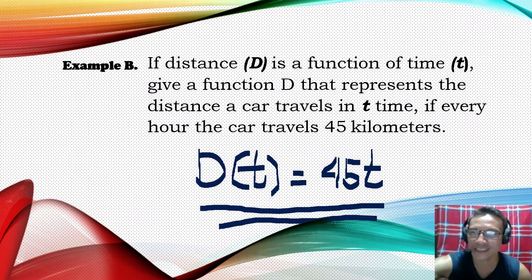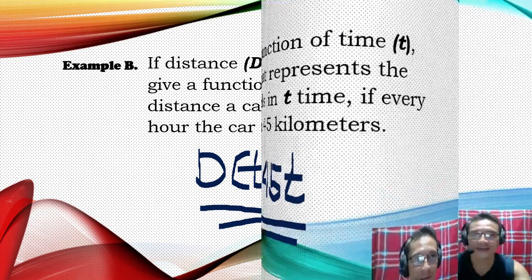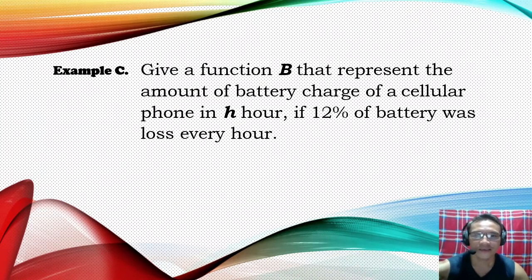d of t is equal to 45t, or 45 kilometers times the time that the car travels every hour. Okay, let us have another example. Give a function b that represents the amount of battery charge of a cellular phone in each hour if 12% of the battery was lost every hour.